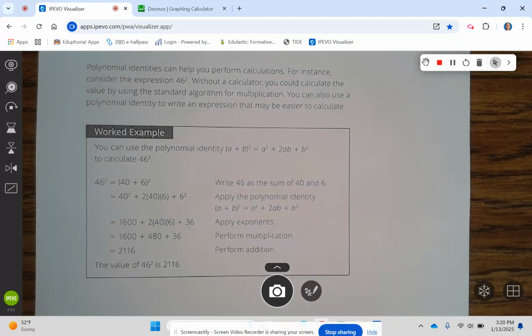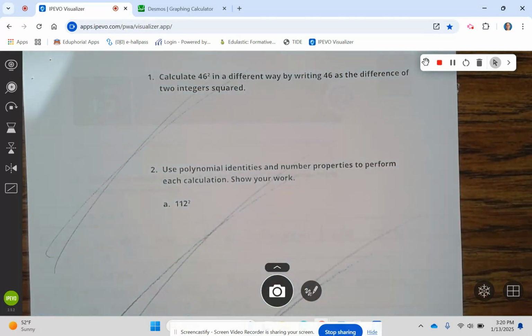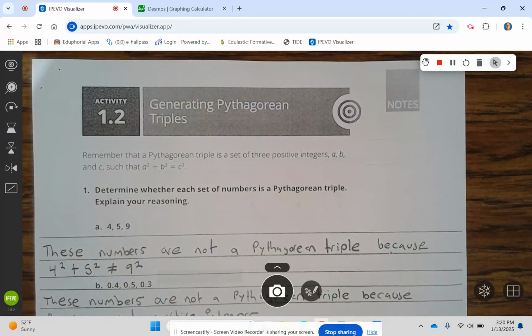All right, let's take a look at the next page. Go ahead and mark out this page. Activity 1.2, generating Pythagorean triples. Remember that a Pythagorean triple is a set of 3 positive integers a, b, and c such that a squared plus b squared equals c squared.